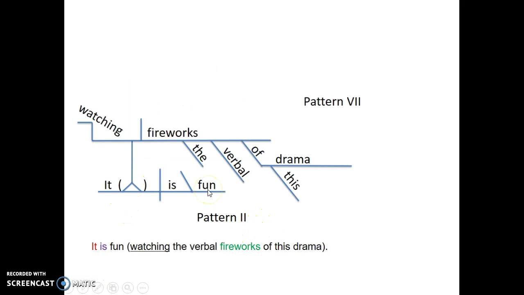It is fun is our main sentence, so that's a pattern 2, as we've seen in the last 2 examples. Our appositive follows in parentheses directly after. In this case, we have a gerund, which is the ing form functioning as a noun, so that goes diagonal on that step structure. Then we switch and treat it as a verb. Watching what? Watching fireworks. So we have a transitive verb and a direct object, and all of these things are modifying fireworks, so they go below. So the appositive structure is going to be a pattern 7 with a transitive verb and direct object.